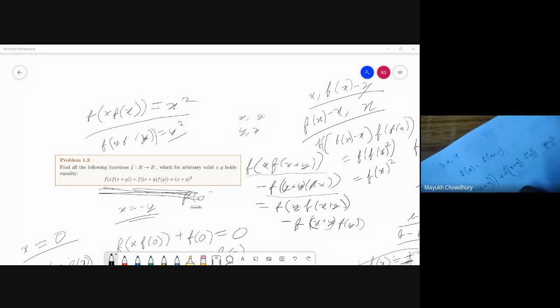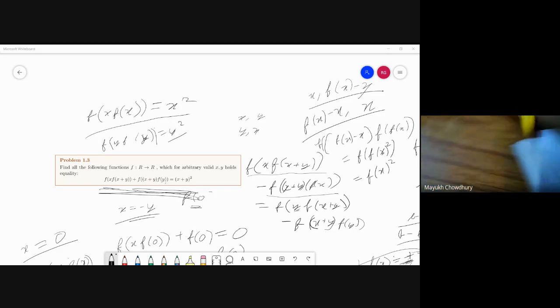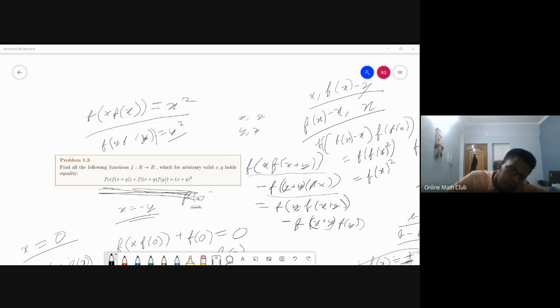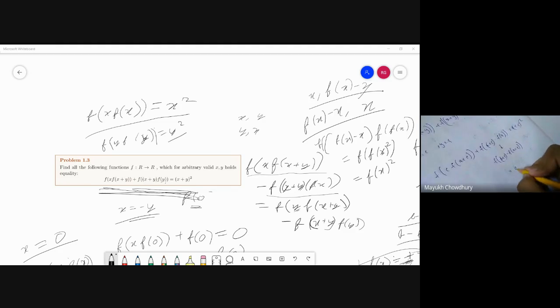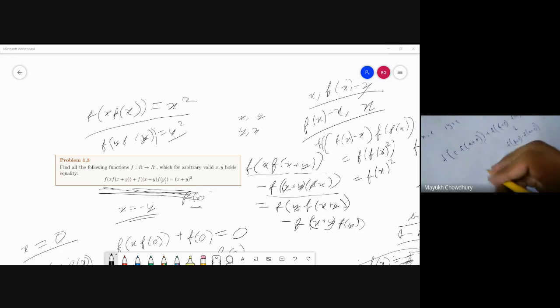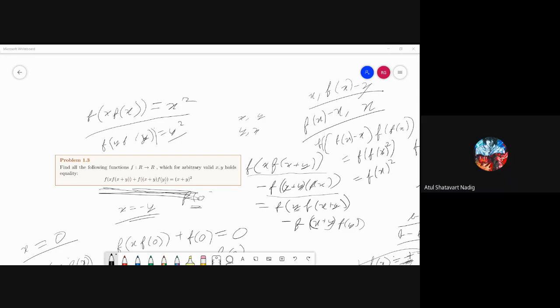So putting x is equal to c and y is equal to a, we get f of c into f of a plus c, plus this is equal to f of a plus c times f of a plus c, and this is equal to a plus c whole square. That is clever. Yes, that cancels out from both sides. How does f cancel out? f of x is x square.